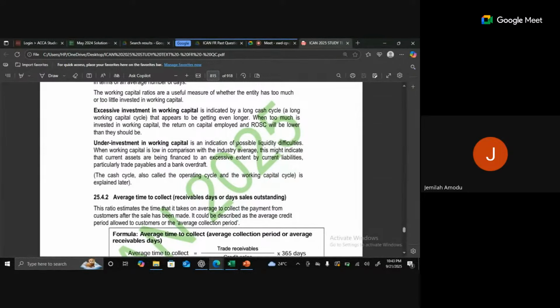So what this means is that, for example, your receivable cycle is actually very long, right? You're not getting money from those that you're supposed to get money from, and you don't have enough cash on ground to take care of your liability, right? So every activity you are doing is mostly financed by your current liability.